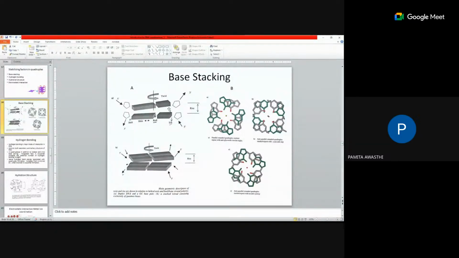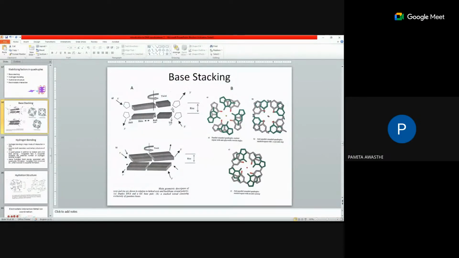Base stacking energy has been calculated, so I will not go into that detail. It is comparable between the CG base pair as well as the AT base pair, and based upon that, the whole structure is stabilized.